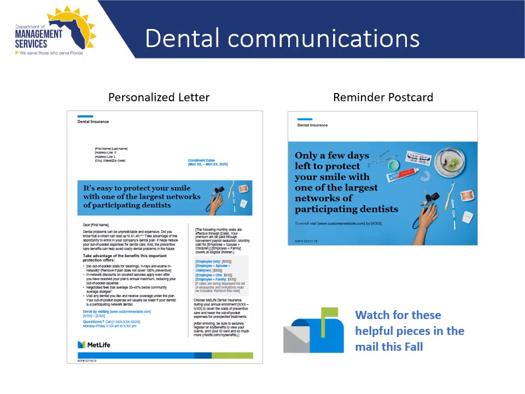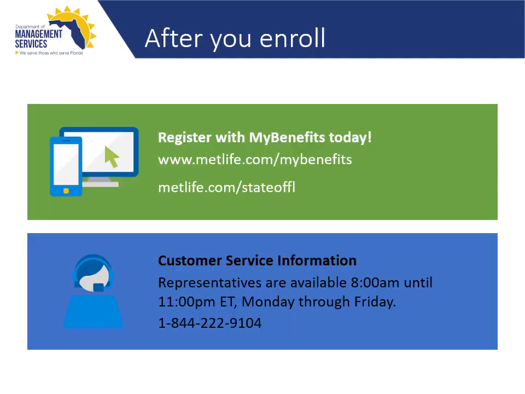MetLife will send out a personalized letter 2 weeks prior to open enrollment and a reminder postcard during the open enrollment period. After you enroll, please be sure to register with My Benefits at www.metlife.com/mybenefits. You can also access this website at www.metlife.com/stateoffl. Don't forget that you can contact our customer service department from 8 a.m. until 11 p.m. Eastern Standard Time, Monday through Friday at 1-844-222-9104.